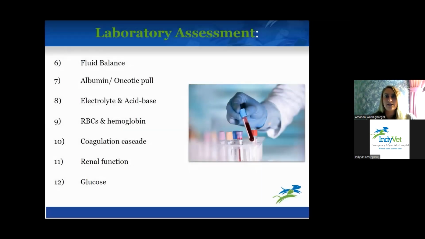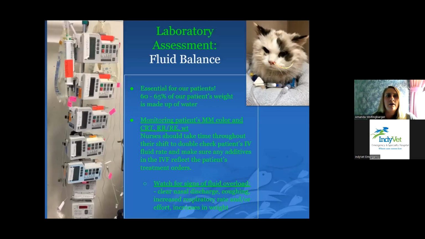And for our next assessment section is lab, which is sectioned off into fluid balance, albumin, oncotic pull, electrolyte and acid base, red blood cell and hemoglobin, coagulation cascade, renal function, and glucose. So for fluid balance, our patients are 60 to 65% water weight. So that is huge.